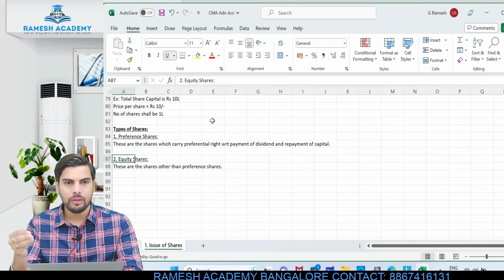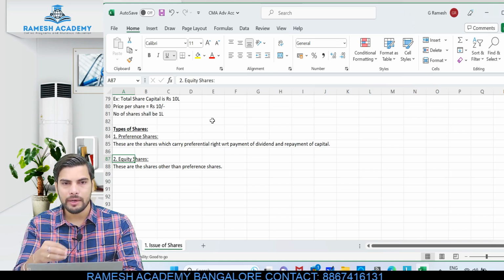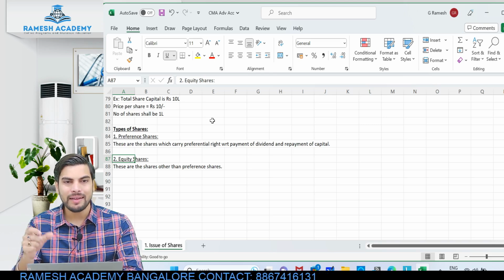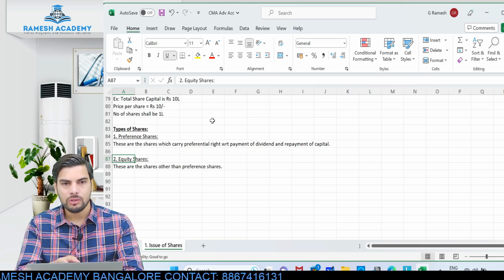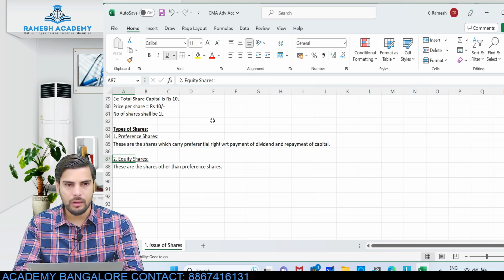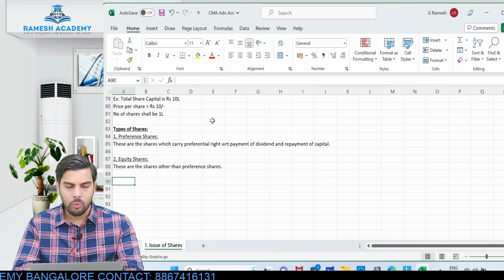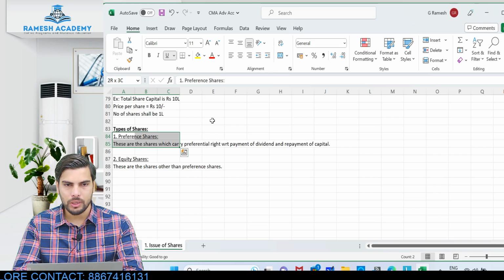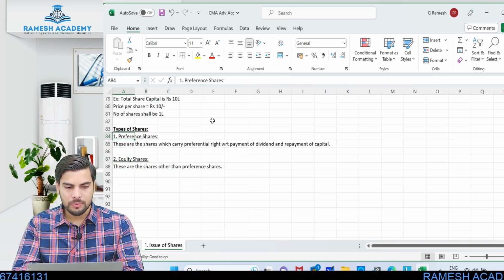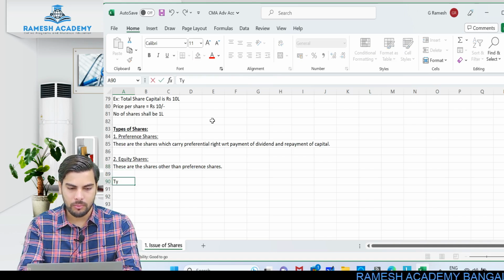Only at the end, if there is still some surplus money left over, these equity shareholders will be entitled to get a share in that money. Initially we repay everyone. At the end, whatever is the leftover amount will be distributed to the equity shareholders. When it comes to preference shares, we have got different types, but when it comes to equity shares, we don't have anything like that. These preference shares can further be classified into various types. So let's talk about those.